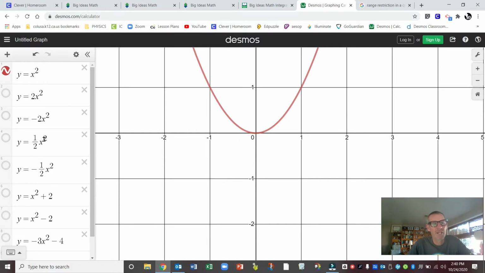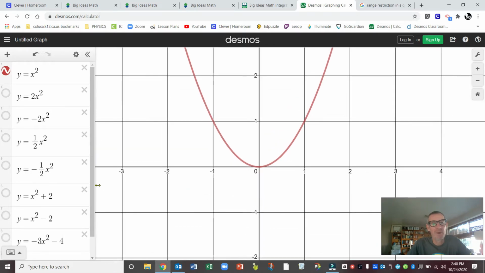The next graph we want to look at is y equals 1/2 x squared. So now our a value is a positive 1/2. Our parabola will open up, but it will be a vertical shrink, which will cause the graph to be wider in comparison to the parent function.